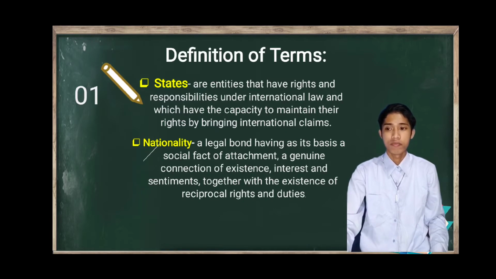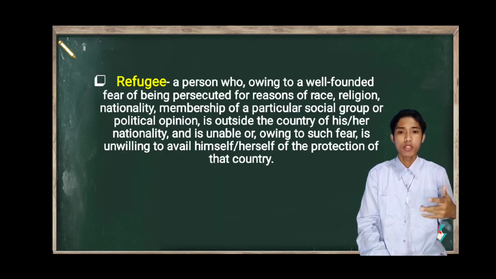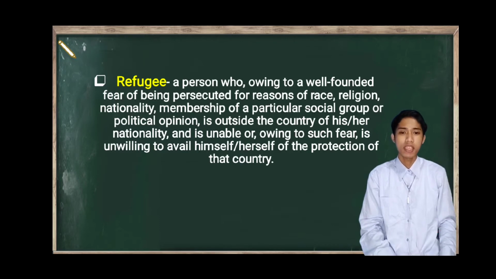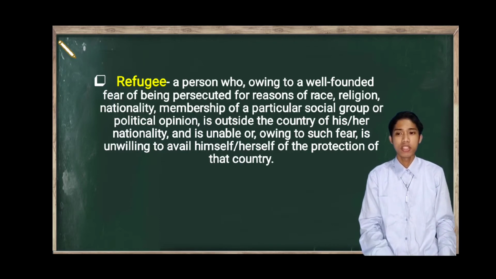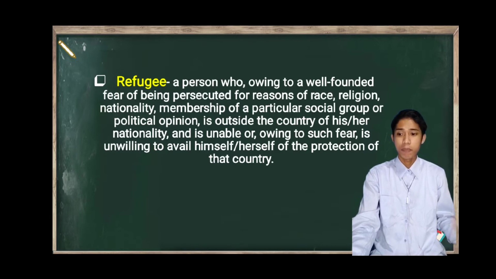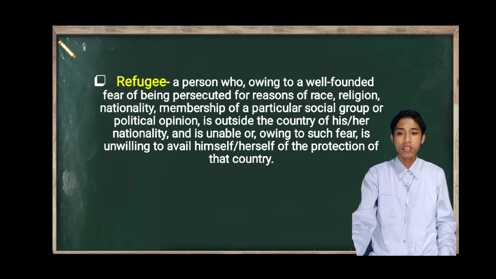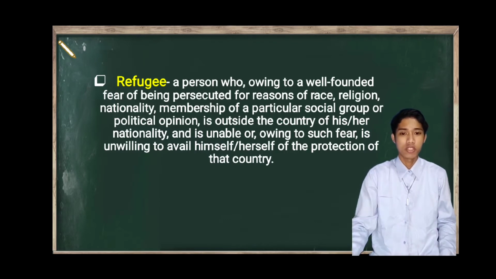Next is the refugee. A refugee is a person who, owing to a well-founded fear of being persecuted for reasons of race, religion, nationality, membership of a particular social group or political opinion, is outside the country of his or her nationality and is unable or, owing to such fear, is unwilling to avail himself or herself of the protection of that country. So, a refugee is a person who has been forced to leave their country in order to escape war, persecution, or natural disaster. The difference between a migrant and a refugee is choice. A migrant is someone who chooses to move, and a refugee is someone who has been forced to leave his or her country of nationality.